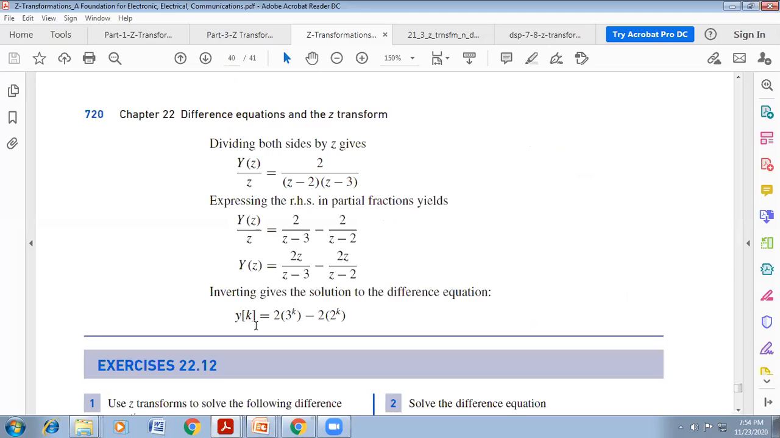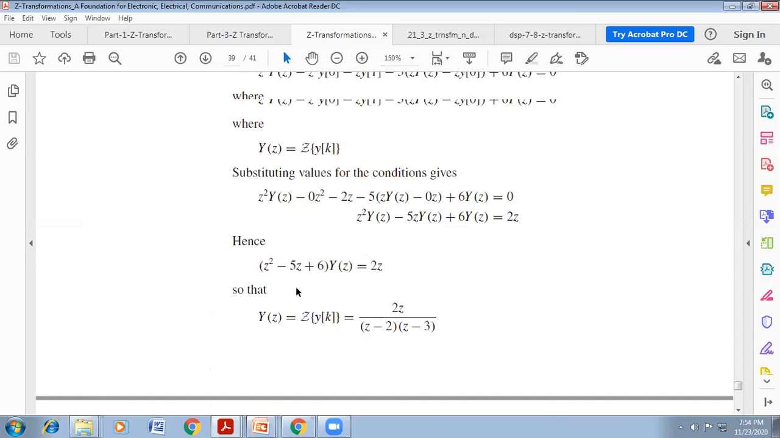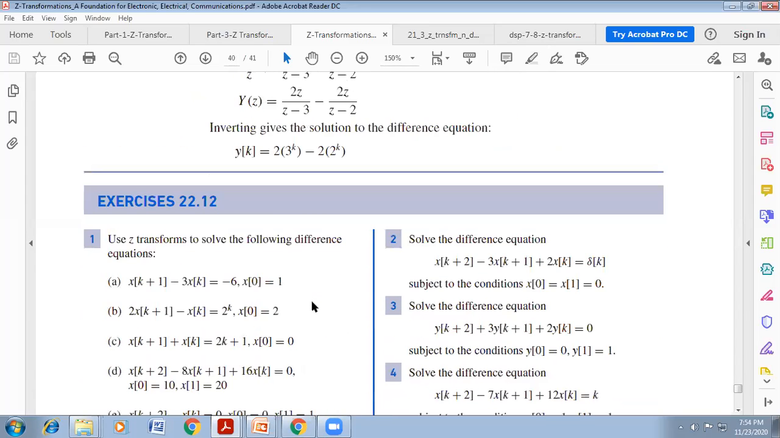So yk will be what? 2 into this 3, to the power k, and this 2 into a to the power m is what here? 2 to the power k. That means this sequence can be written from this Z transformation. So this is also the result for this second order difference equation. But you have used these two initial conditions, remember it.